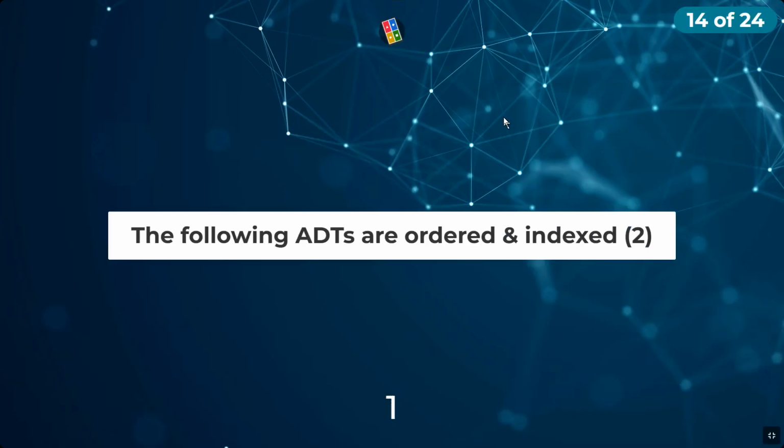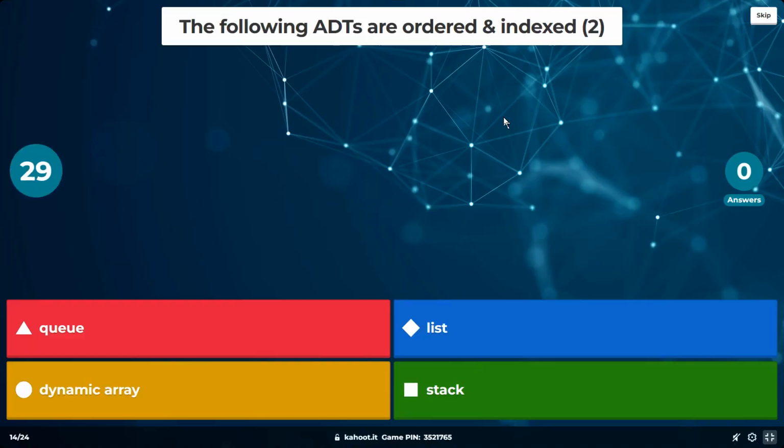The following ADTs are ordered and indexed. Abstract data types. That's the question. I've kind of considered changing this question, but we'll go with it anyway.